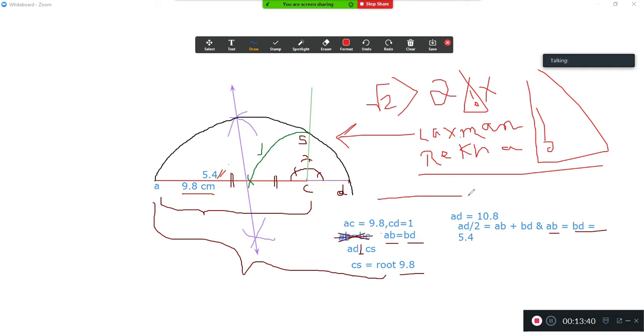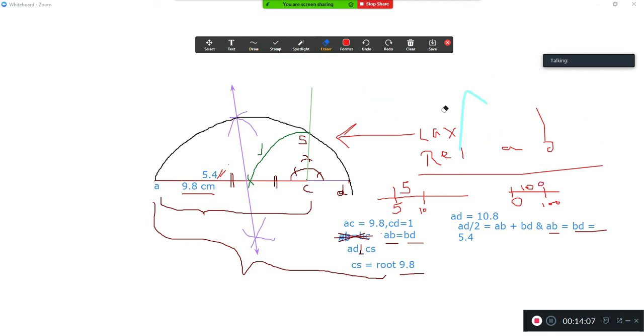It's similar to the concept that I made in the previous video, that if it is 5, if it is 10, then the length of the line is 5, not 10. But when we consider 0 and when we consider 100, then the line is 100. This must be kept in our mind.